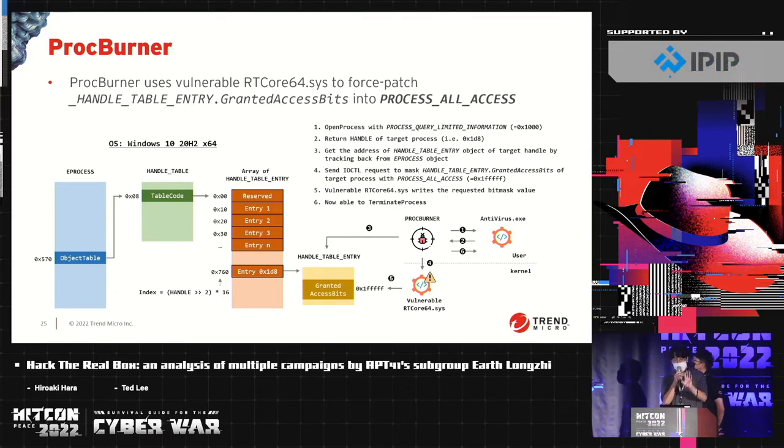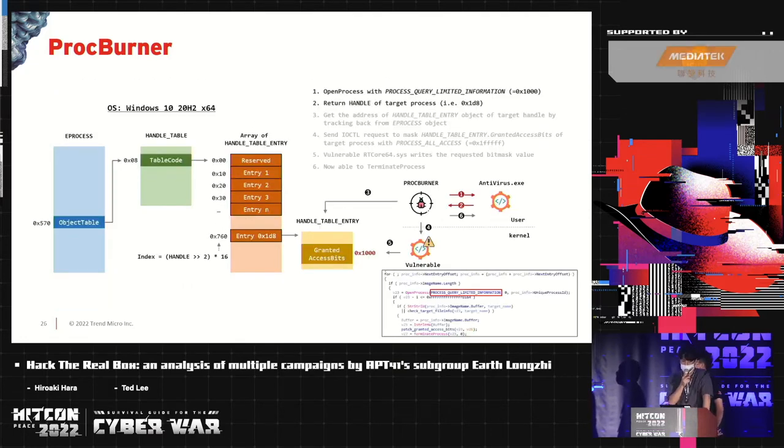So changing the value of the granted access bits means it tries to forcibly change the access permission of the target process. But the problem is that the handle table entry structure is stored in kernel space, which is not accessible from user space. So how could this be possible? Before that, I'm going to explain under the environment of Windows 10 20H2 64-bit, because the offset of the structure will be different for each Windows build version. And the attacker must install the vulnerable driver before running ProcBanner.